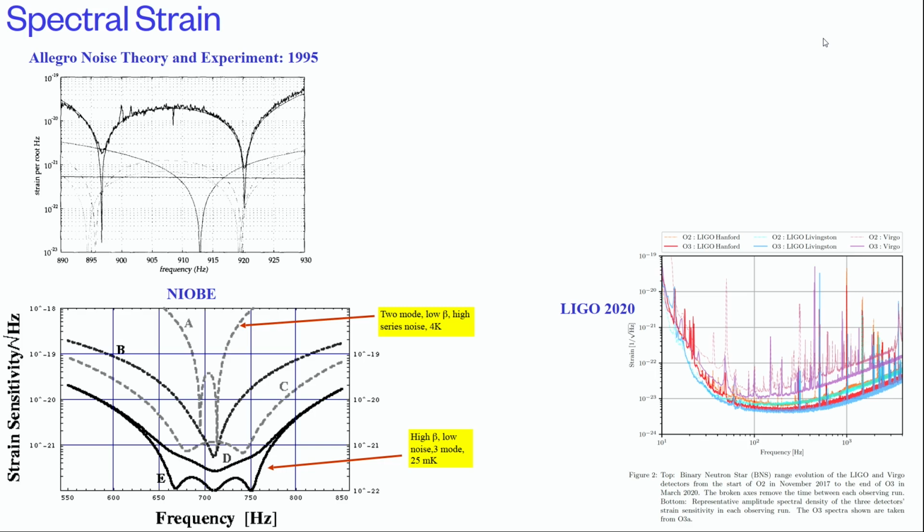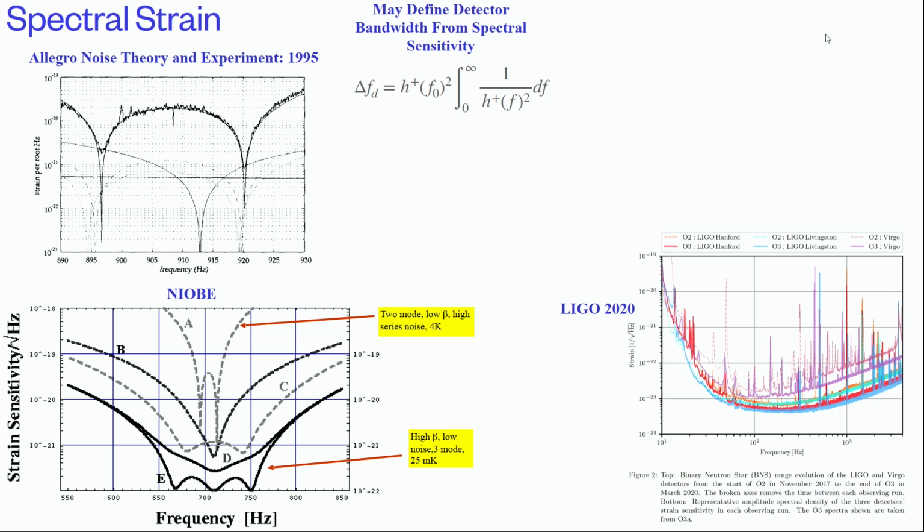And so here's an example. This was Allegro, the LSU. This was their actual real data referred back to the input. It looked like this. Niobe was like this, and then this was from a paper where we were proposing to improve it. And here's LIGO in 2020. And we could put them on the same figure and we can understand, but it's not complete.